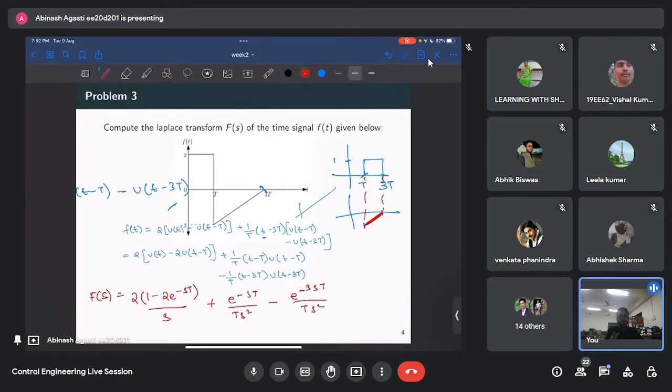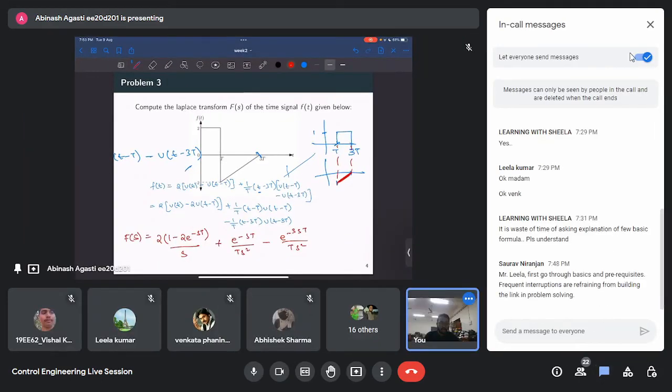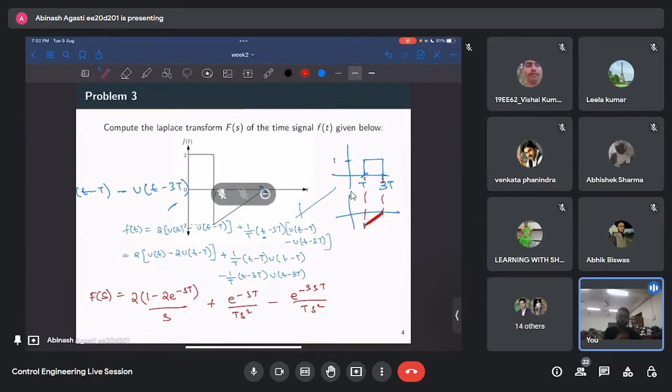The major hurdle for this question was how to decompose the given f of t into functions that we know very well. Okay, so is there any comment here? I hope it is clear till here. Yeah, go ahead Vishal.